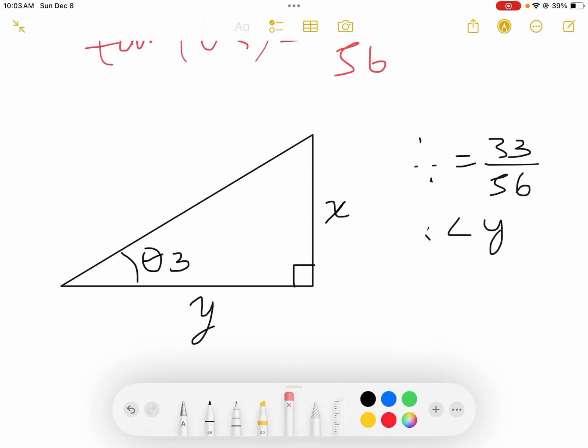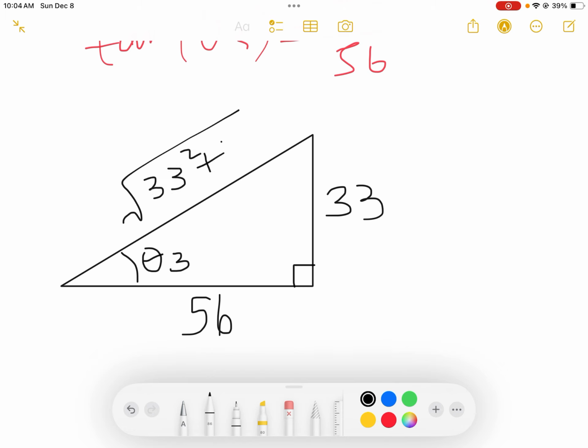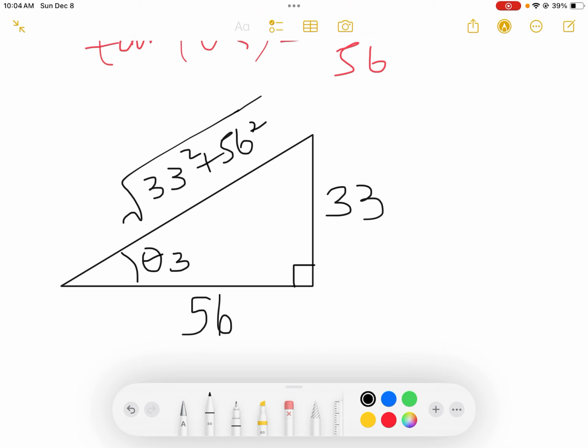So I'm just going to erase this really quick. Okay. So we know the side opposite theta 3 is 33. And this side over here, the adjacent side, is 56. Now, all we have to do is find the hypotenuse. Now, this side is just the square root of 33 squared plus 56 squared.